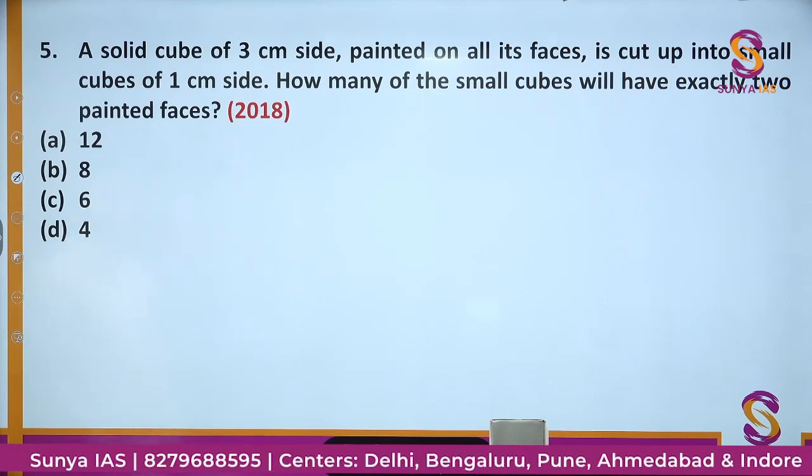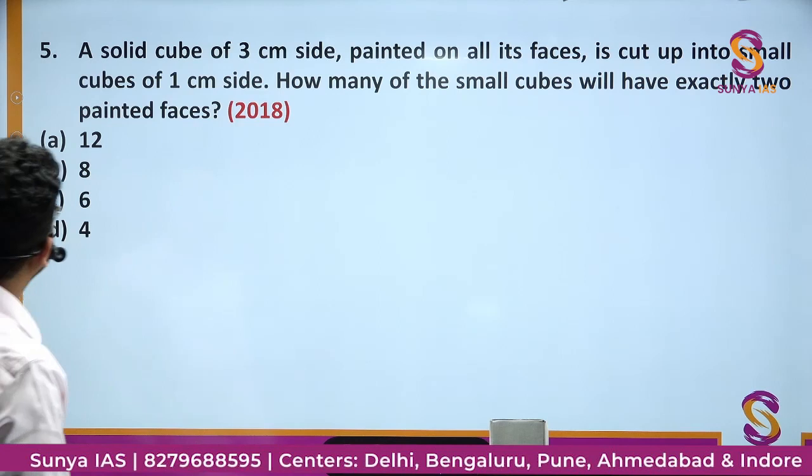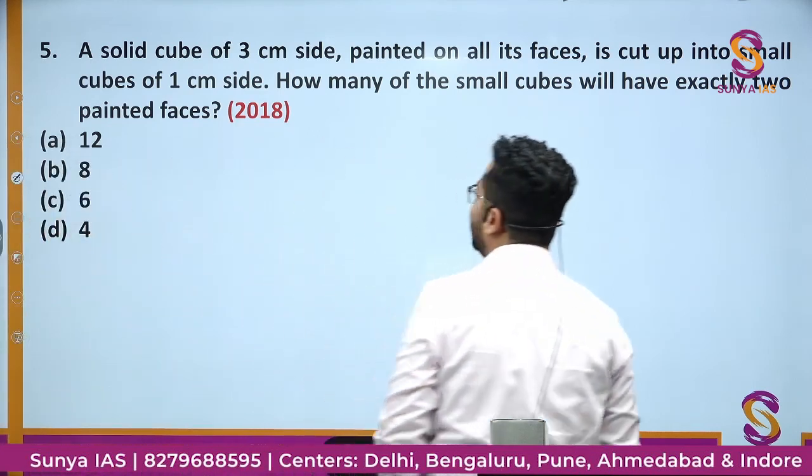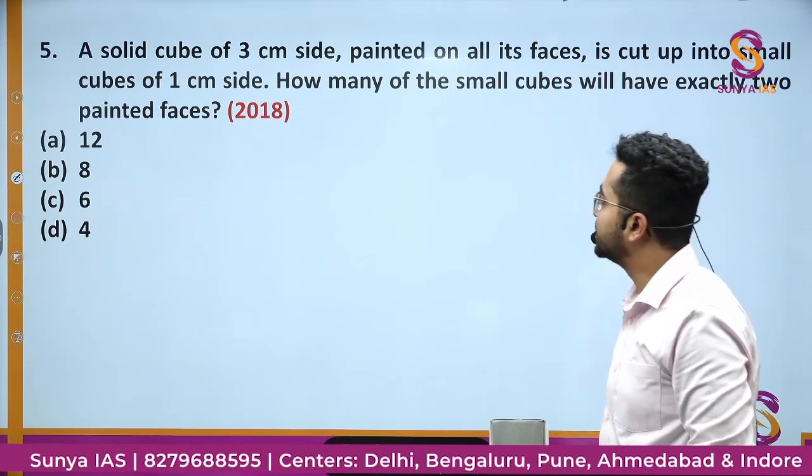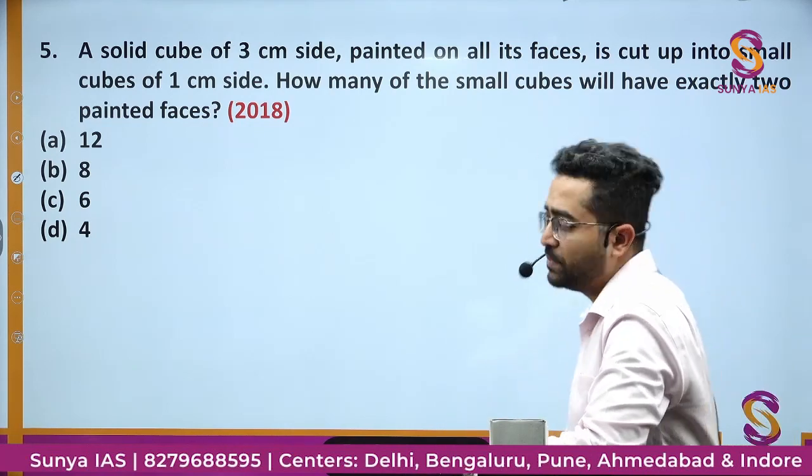Okay, so the question which was asked in the year 2018: a solid cube of 3 centimeter side, painted on all its faces, is cut up into small cubes of 1 centimeter side. How many of the small cubes will have exactly 2 painted faces?